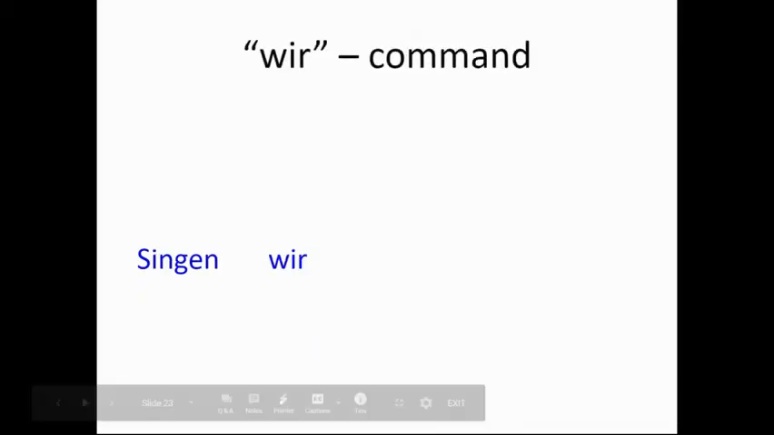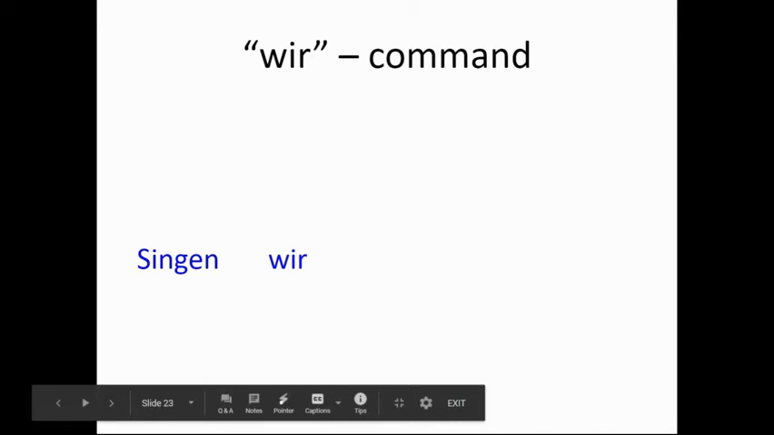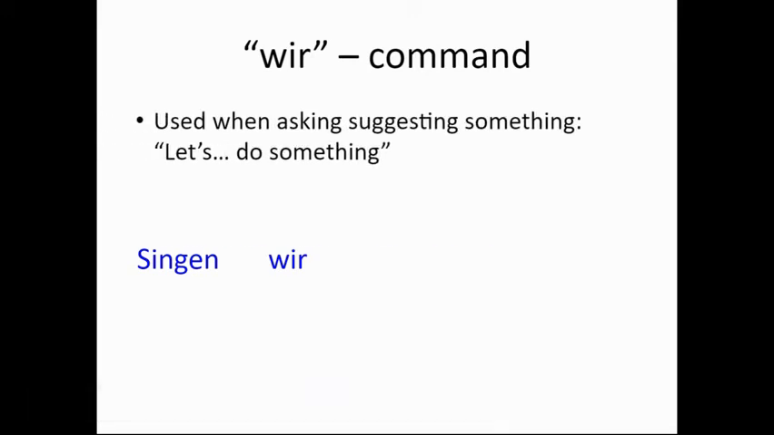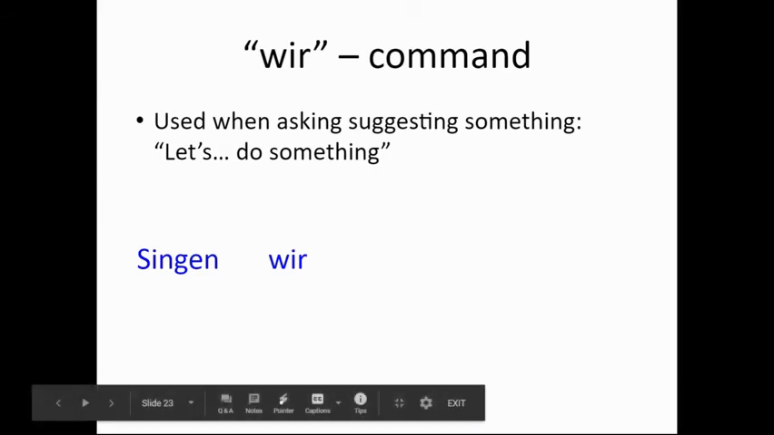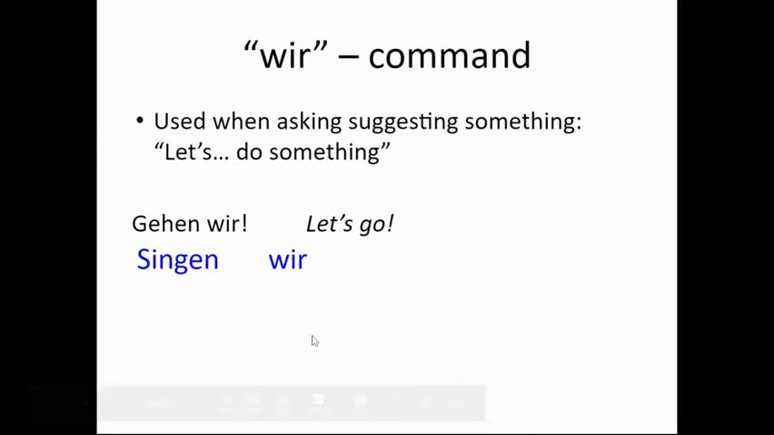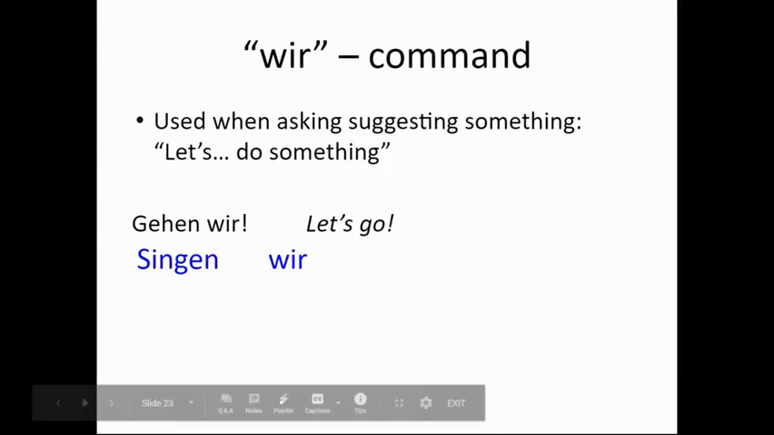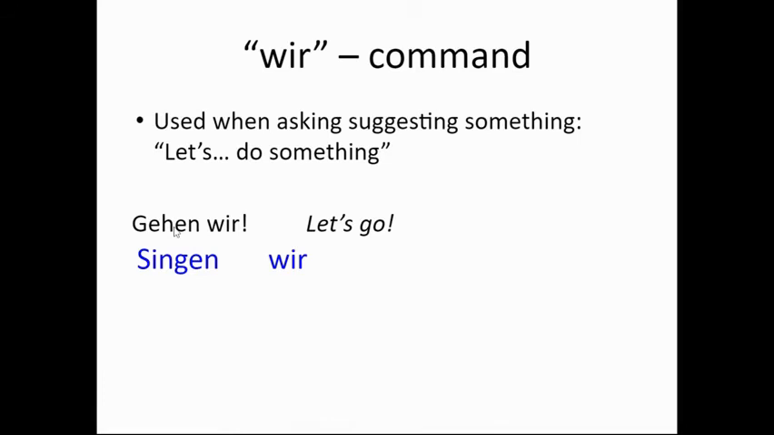Okay, last thing. There is something called a wir command. And you're like, how can we command ourselves to do things? In English, we say, let's sing a song, or let's fly a kite, okay? That let us is a command form in German. So let's go, I would say, gehen wir. It's very similar to the Sie command in that the subject is still here. It's not implied, but you do have the inverted word order, verb, and then the subject. Okay? All right.